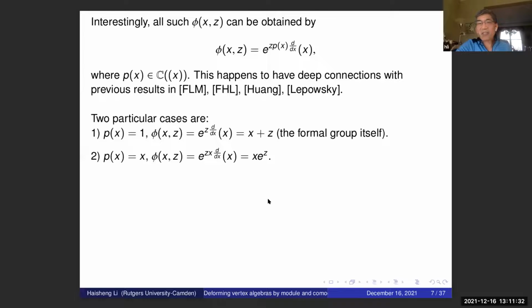And then immediately you have two particular cases. One is, of course, the formal group law, where you take p(x) to be 1. Another is if you take p(x) to be x, and you get x times e to the z. Actually, this is the main reason for us to talk about this. This is exponential. Basically, with the exponential function you are relating the additive structure with the multiplicative structure.